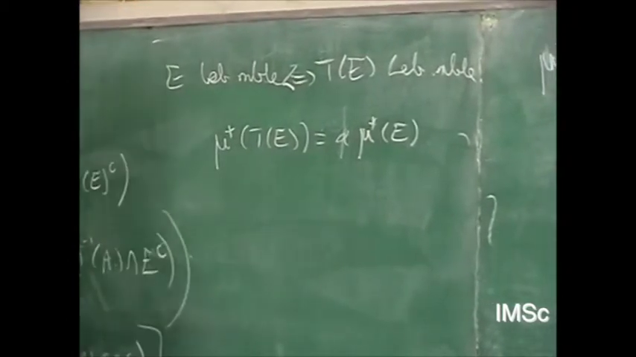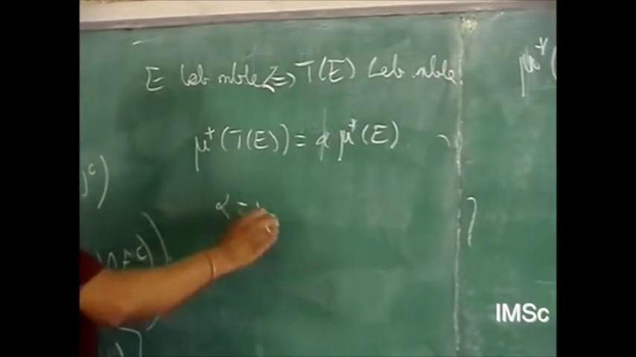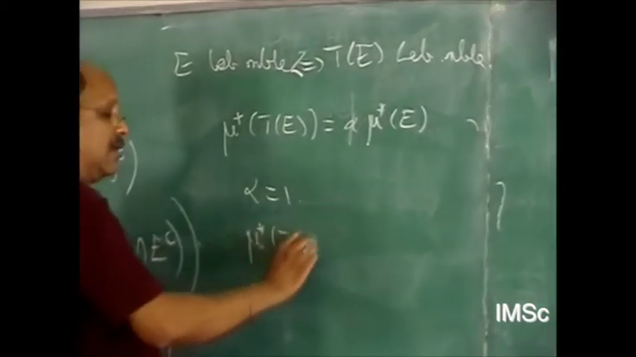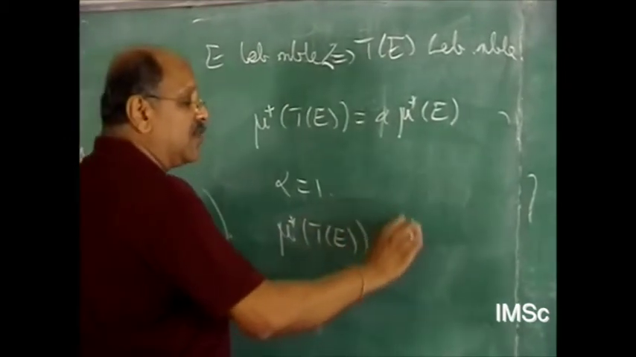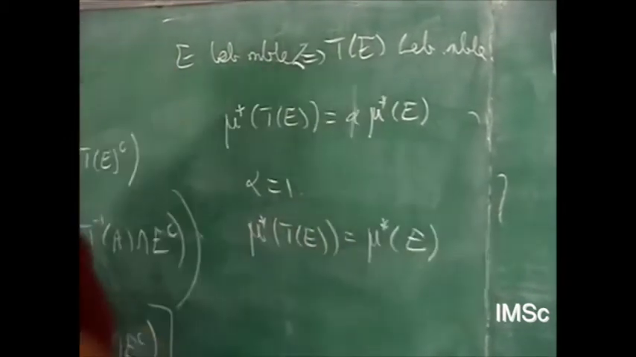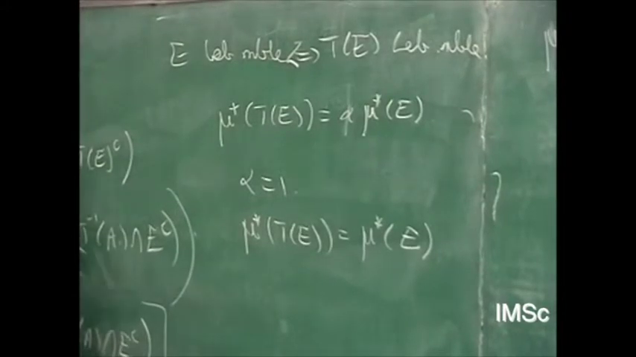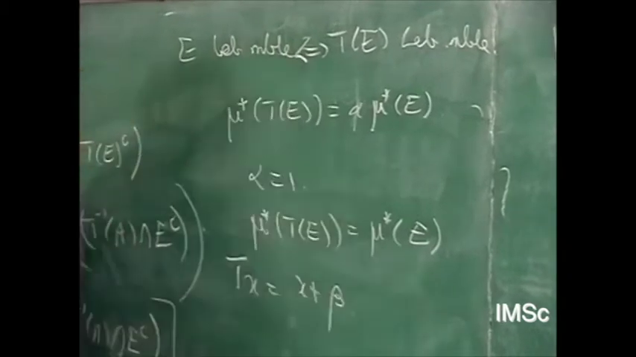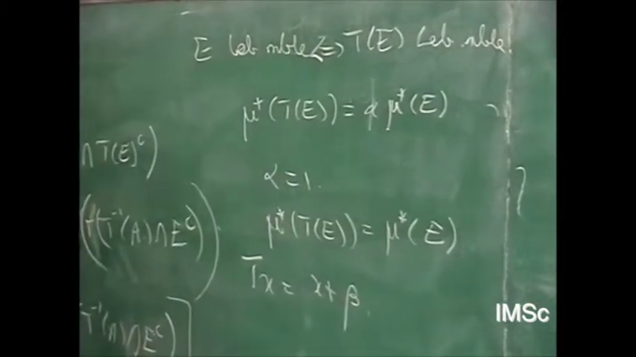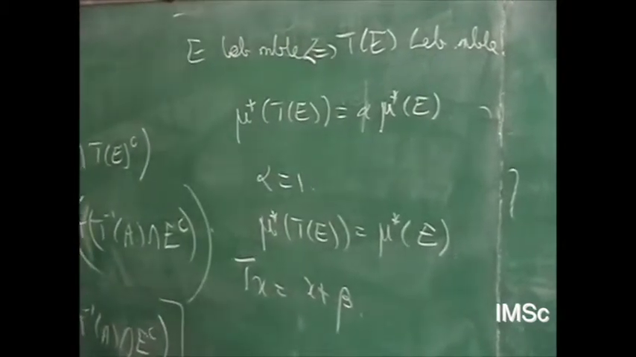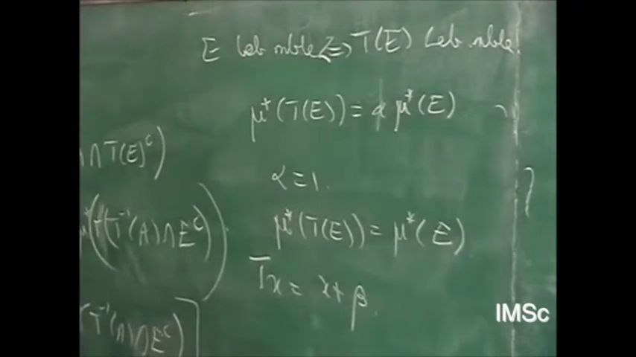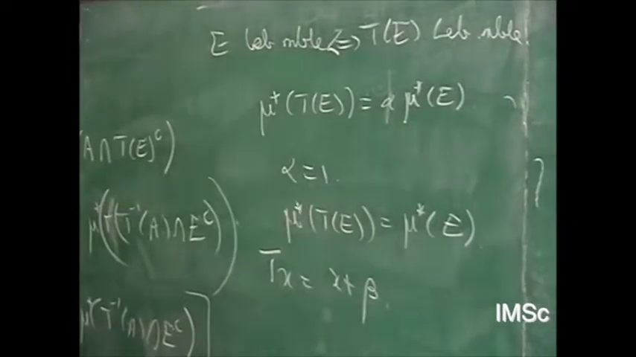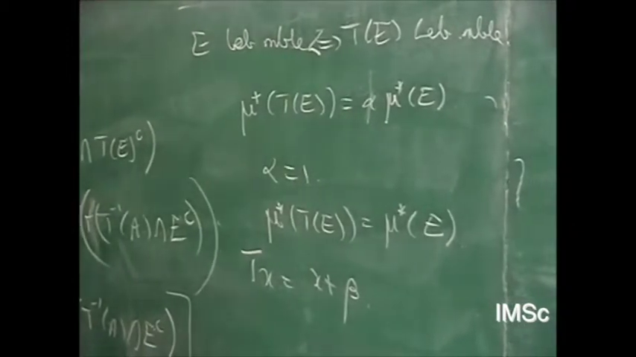In particular, if I take alpha equal to 1, then mu star of T of E equals mu star of E. And what is then T? T of x equals x plus beta. This is nothing but a translation of the origin. So you say Lebesgue measure is translation invariant. Wherever you move the origin, the Lebesgue measure will not change.